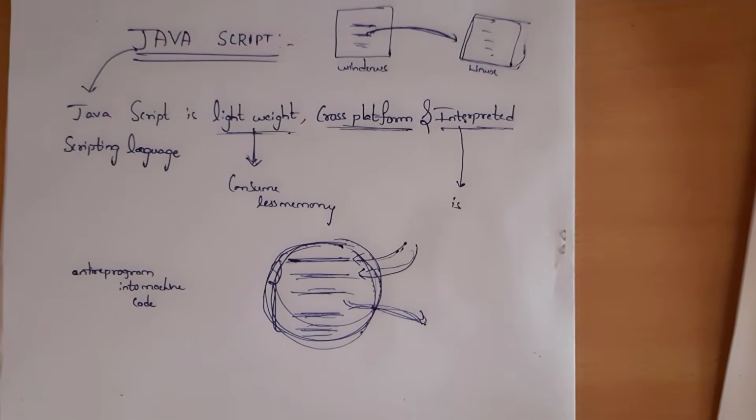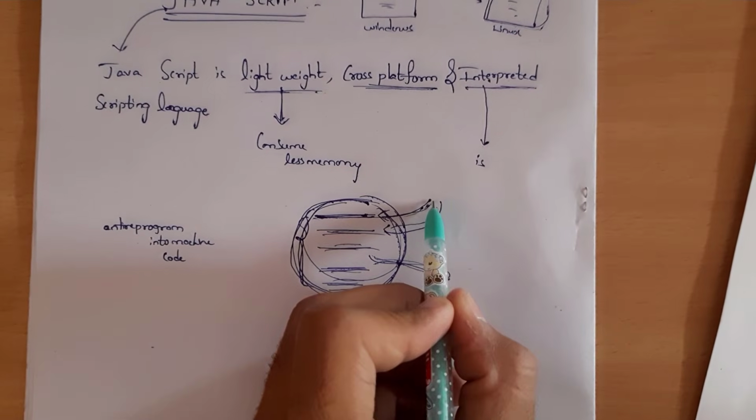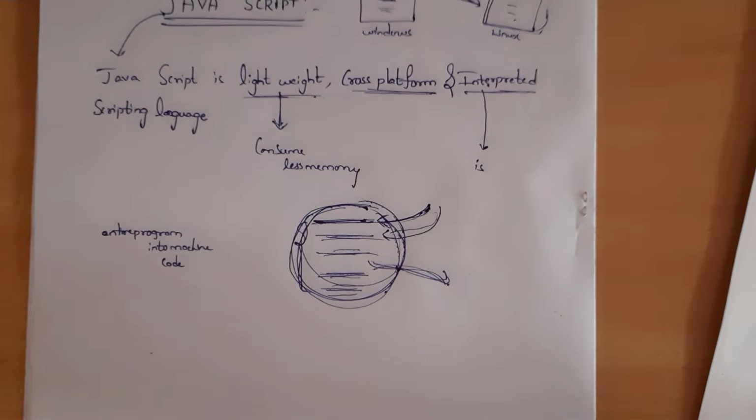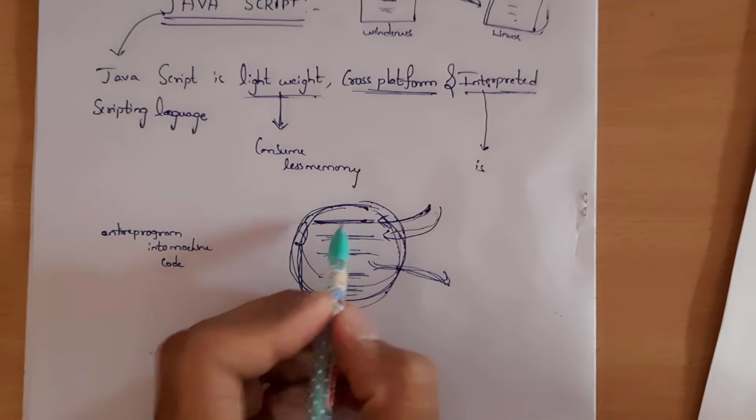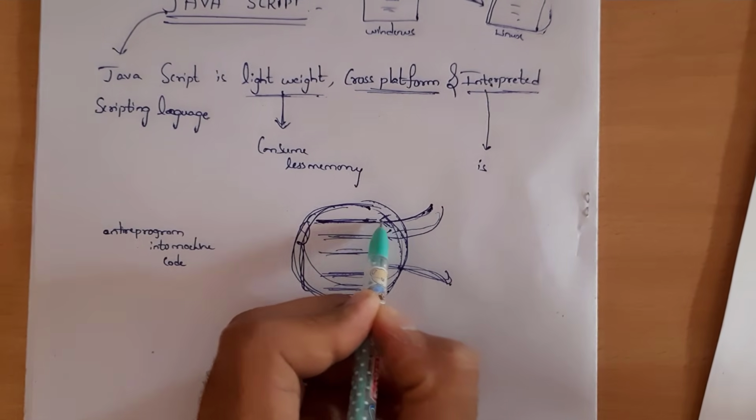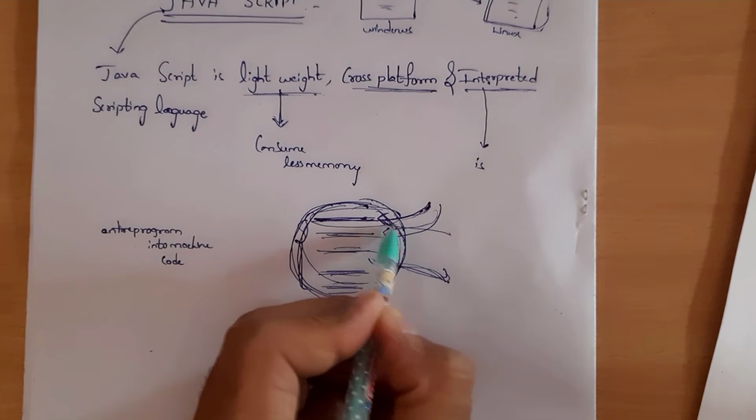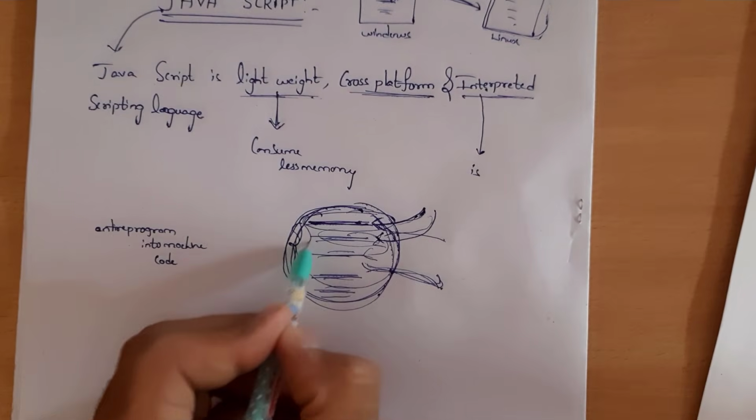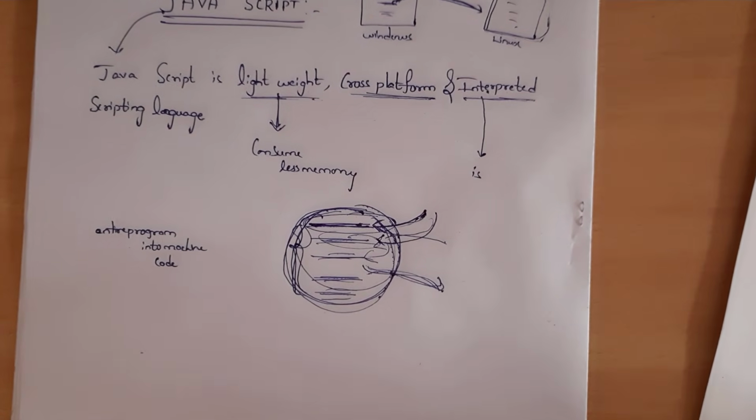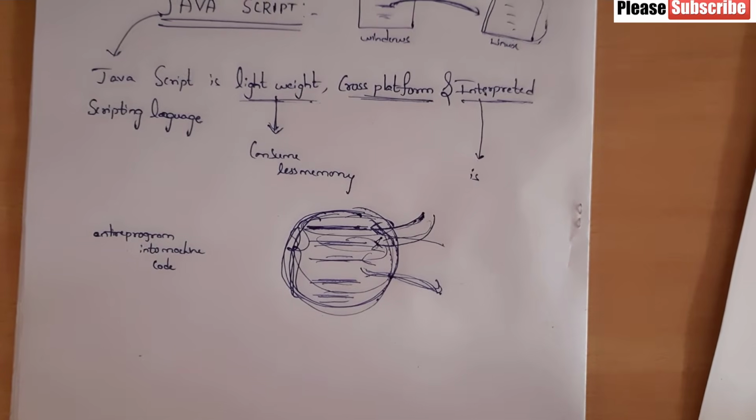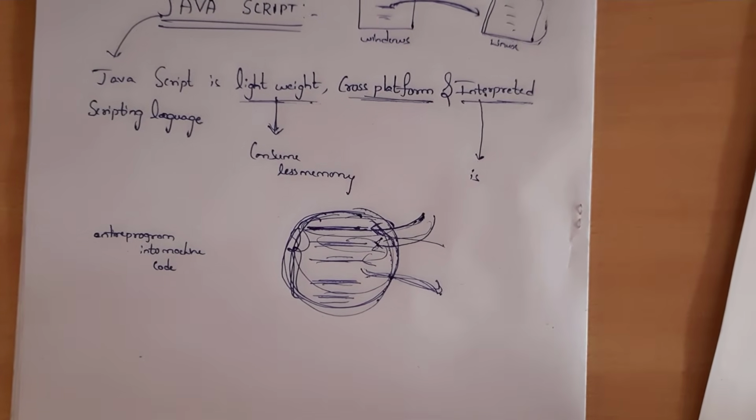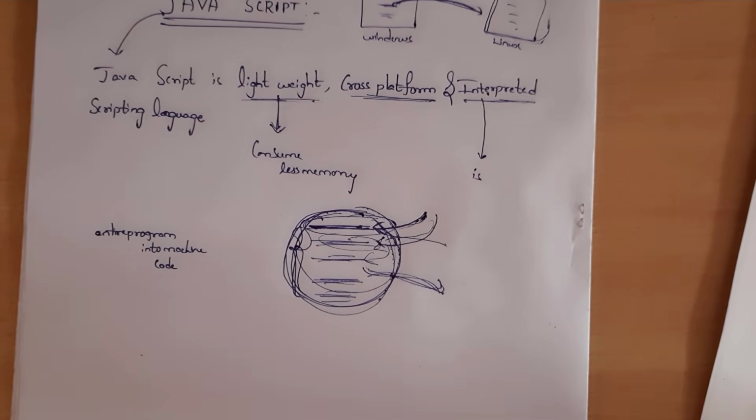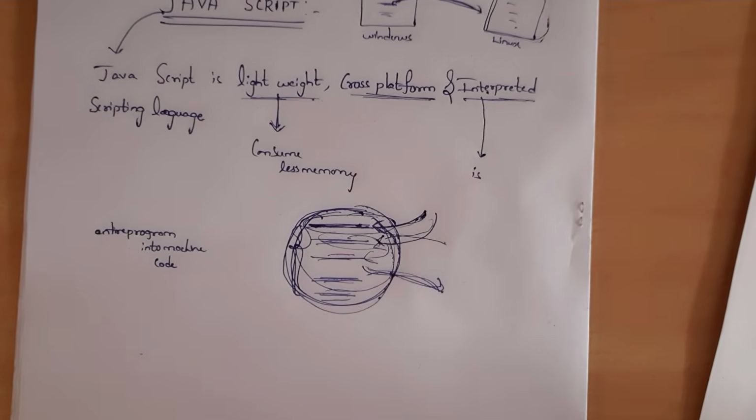But what an interpreter does is, the interpreter will convert the program into machine code line by line. For example, I have written 10 lines of program. The interpreter will convert the first line of code into machine code. After completion of the first line, it will go to the second line, and after completion of the second line, it will go to the third line. This is how an interpreter converts a program into machine code. The difference between compiler and interpreter is, the compiler converts the entire program into machine code at a time, whereas the interpreter converts the program into machine code line by line.